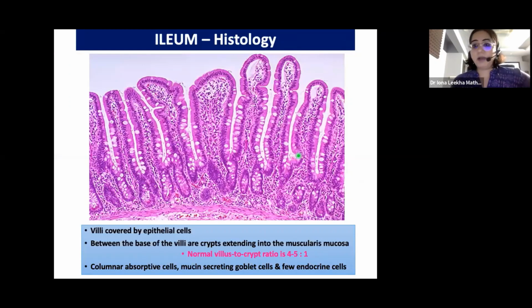Coming to small bowel, I'll quickly tell you how small bowel looks. You have these villi covered by enterocytes and a few goblet cells. Between the base of the villi are the crypts, which extend into the muscularis mucosa. The normal crypt to villus ratio is 4 to 5:1, and the epithelium is mainly lined by the columnar absorptive cells, mucin secreting goblet cells, and a few endocrine cells.